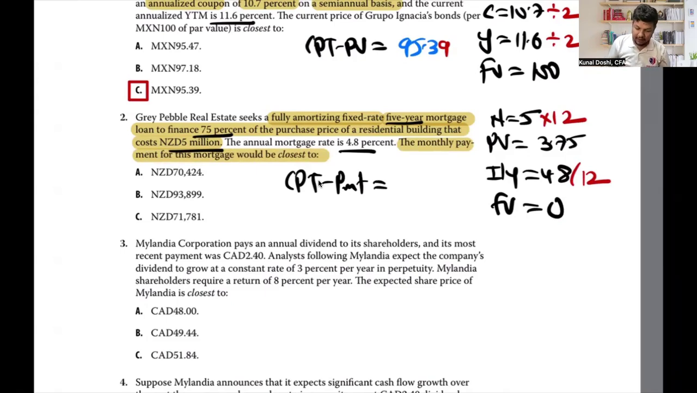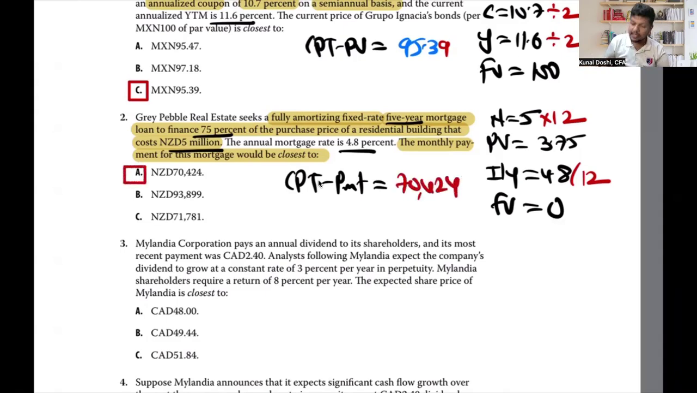Got it? Let's do this. 5 into 12 will be your N, 3.75 million. You can just write 3.75 as your PV, 0 as your FV, 4.8. Now, 4.8 divided by 12 will be your I/Y. Compute PMT. Now, when you get compute PMT, you might get an answer in 0.0 something. This you can multiply with 1 million to get a proper answer. If you multiply that, you will get 70424 precisely.